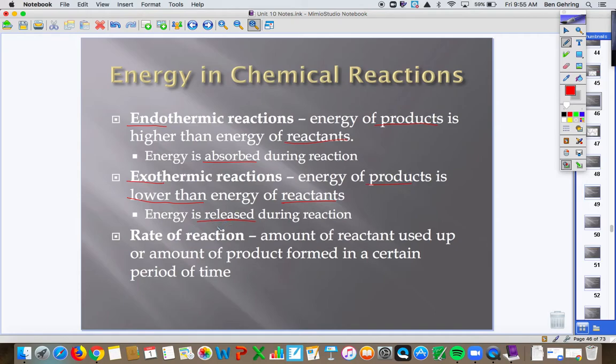In both situations, we have what's called a rate of reaction. Rate of reaction is the amount of reactant used up or the amount of product produced in a certain amount of time. The simple way to think of it is your change in concentration divided by your change in time equals rate of reaction. Okay, so that is rate of reaction, and those are endothermic and exothermic reactions.